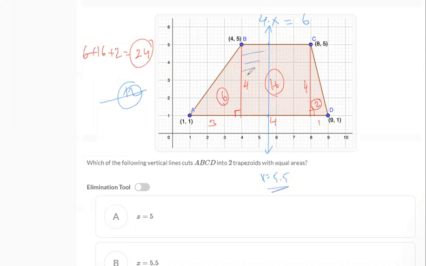So this area to the left of that line has to be 6. So I do know this is 4. 4 times this distance has to be 6, which is 1.5. And you see this is 6. That means this piece has to be 10, and this was already 2. So 10 plus 2 is 12. 6 plus 6 is 12. And we got the answer as x equals 5.5 line. So that's going to be choice B.